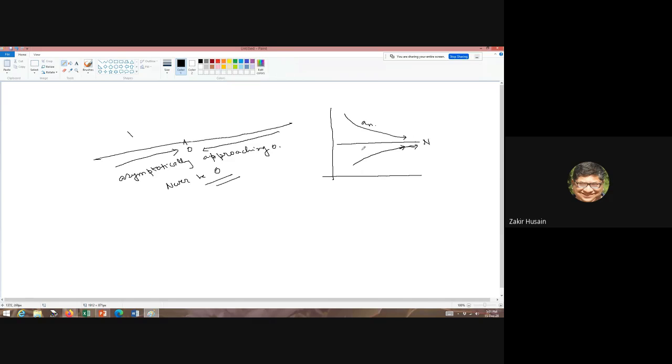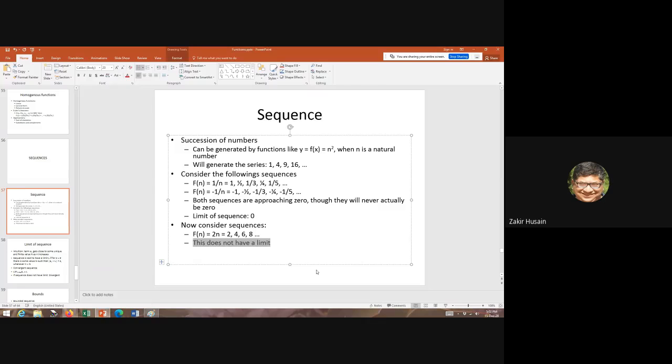But if you think of a different case, this is divergent. This is also divergent. It's moving continuously away from n. Here also you are continuously moving away from n. But in these two cases, you are approaching n. Although you never touch n, you're still coming closer and closer to n.